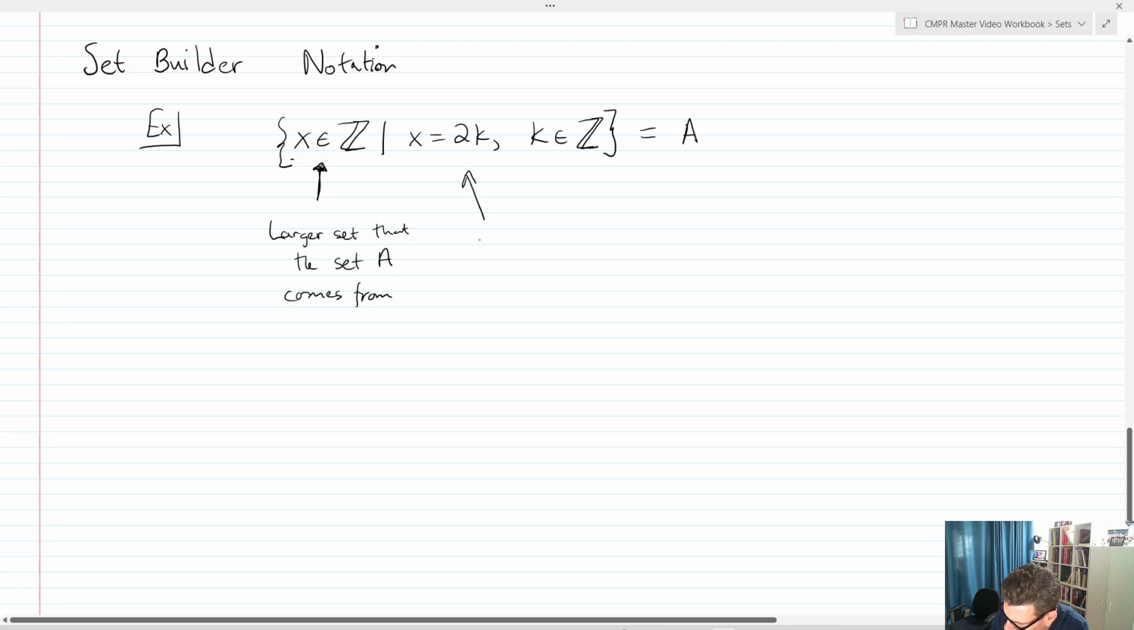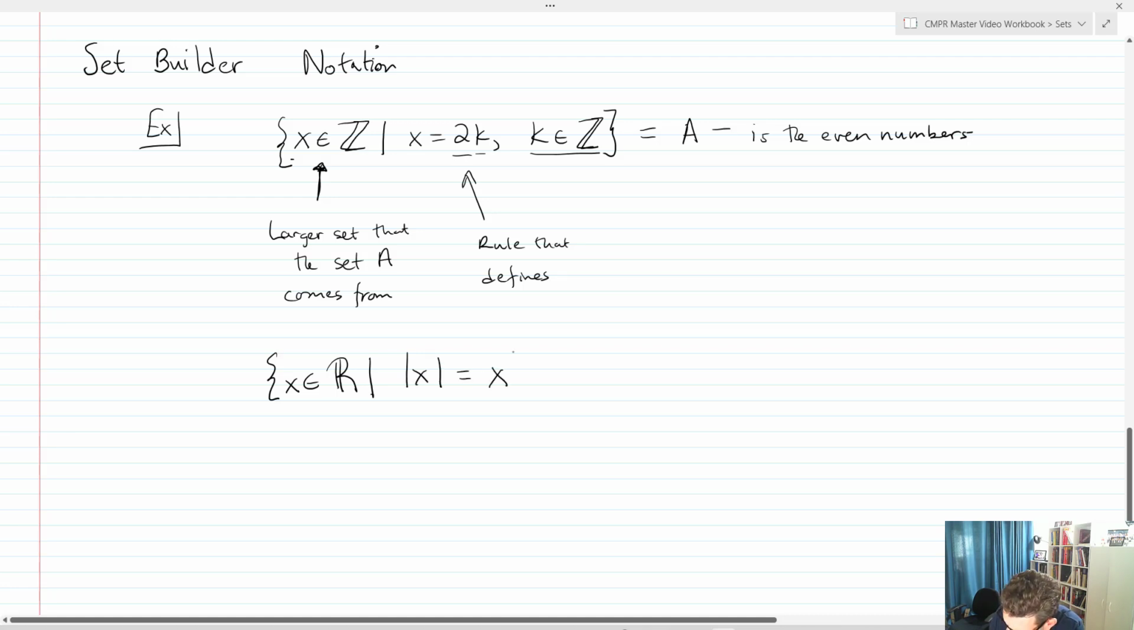Then this is the rule that defines the set. And so in this case, it's all the elements where we can take an integer and multiply by 2. And what you see here is that A is the even numbers. That's what we're looking at when we look at A. A is going to end up being the even numbers, right? Because it's 2 times an integer, and that gives me even numbers. And so that's set builder notation. So let's take a look at an example here. Let's say, for example, I have x belongs to R such that the absolute value of x equals x squared.